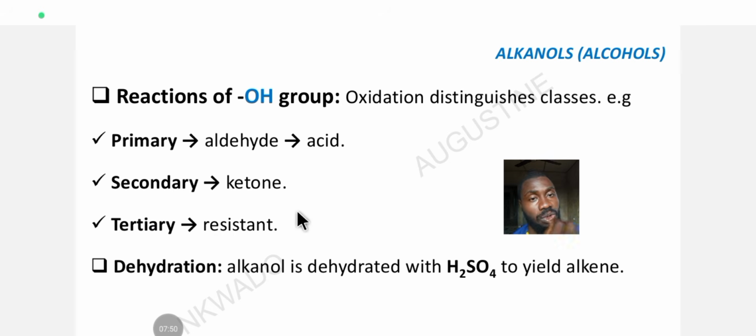The alkanol, or the OH or ol group, also undergoes a dehydration reaction. Alkanol is dehydrated with tetraoxosulfate(VI) acid to yield alkene.